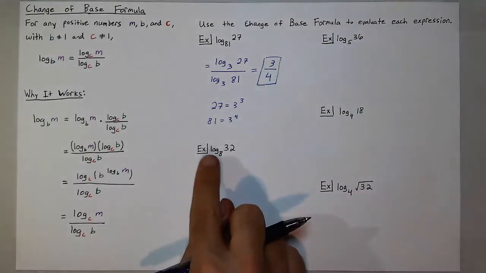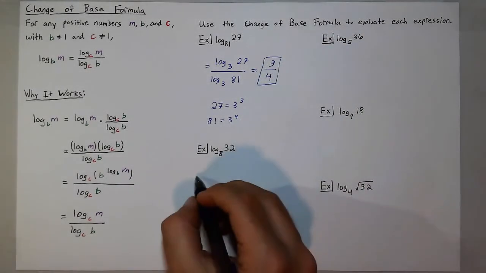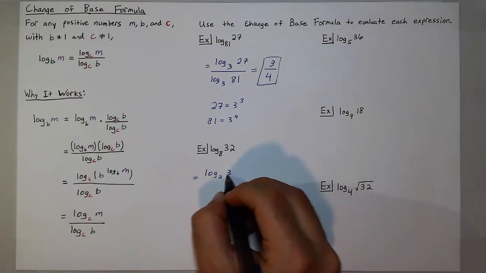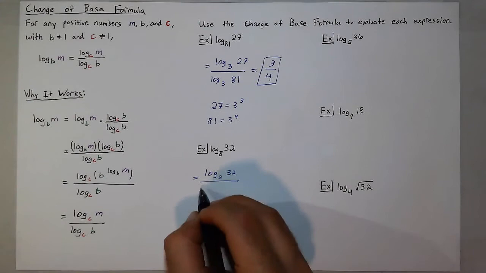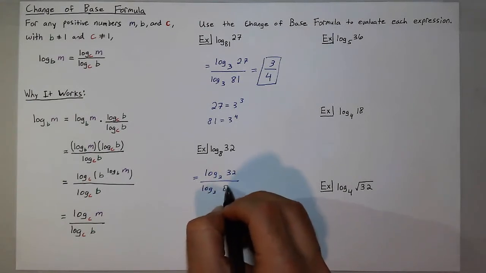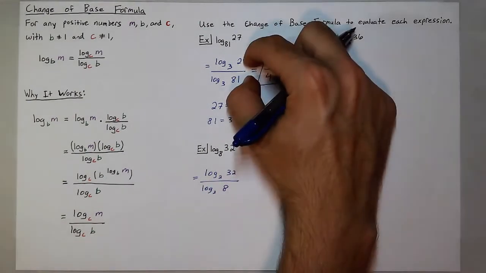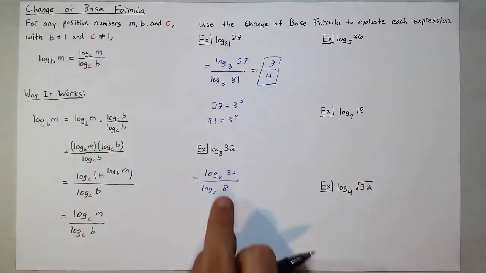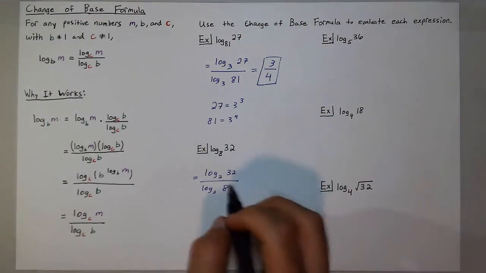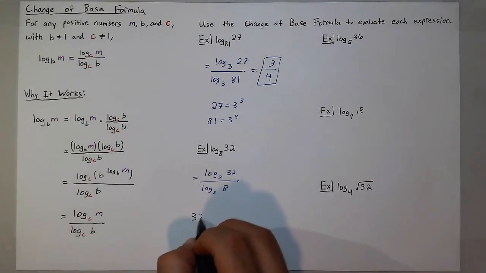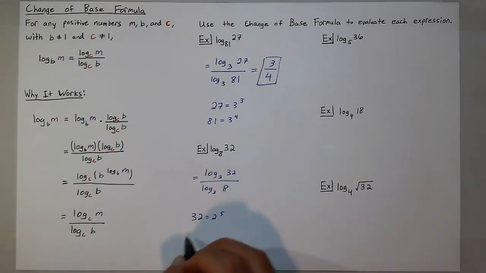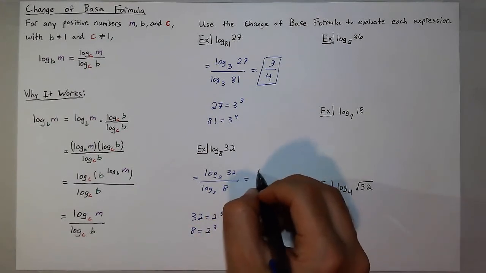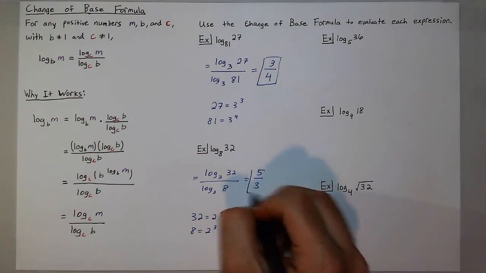So if I see log base 8 of 32, I can think of that as log base 2 of 32 divided by log base 2 of 8. And the order always for these numbers is the inside number goes to your numerator while the base goes to your denominator. Now, I know that 32 is 2 to the 5th and 8 is 2 to the 3rd. So this just simplifies to 5 over 3.